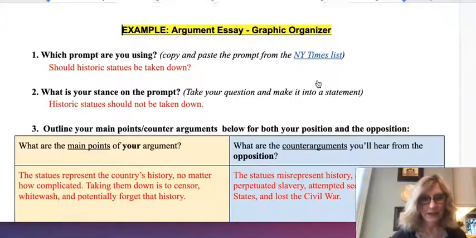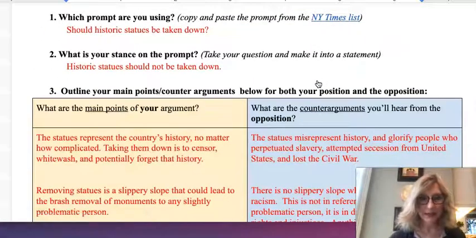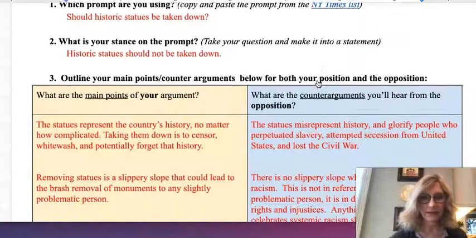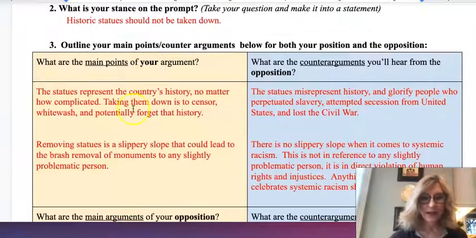or link actually. So if the question was, should historic statues be taken down? Then the answer might be something to the effect of historic statues should not be taken down. So this would be in reference to one of the articles we read in the American Voices unit in the fall. Here is one example of a main point. The statues represent the country's history. No matter how complicated, taking them down is to censor, whitewash, and potentially forget that history.